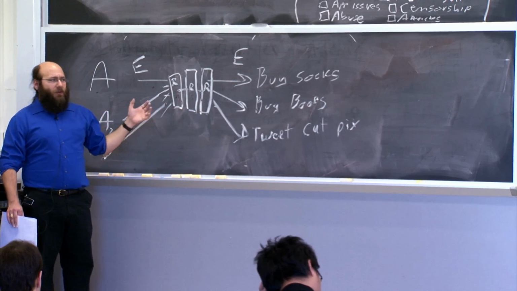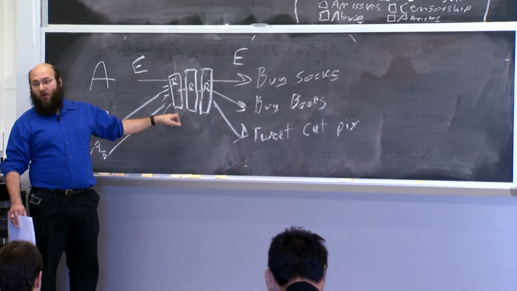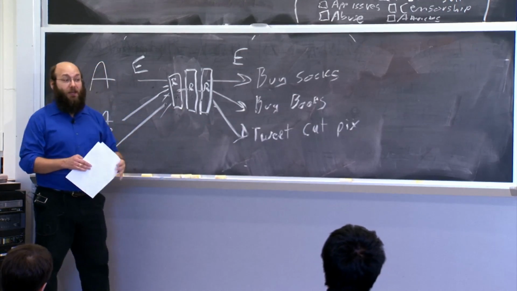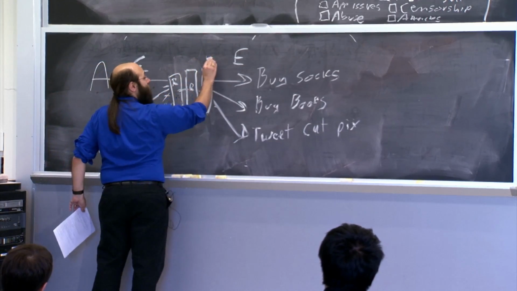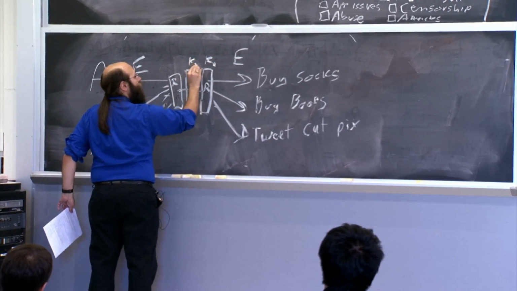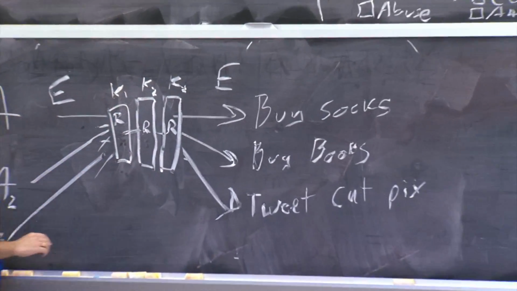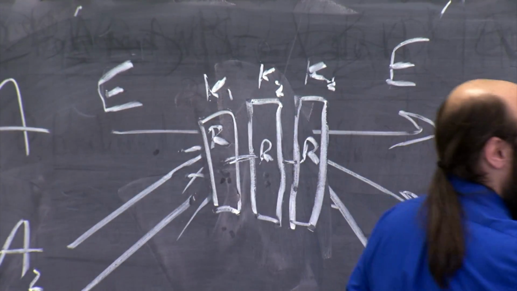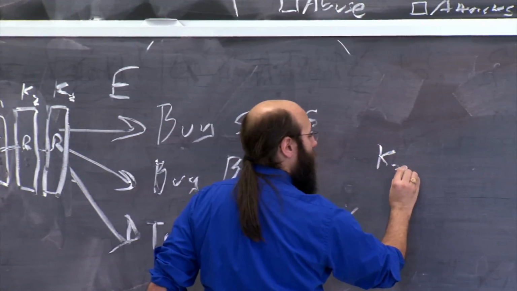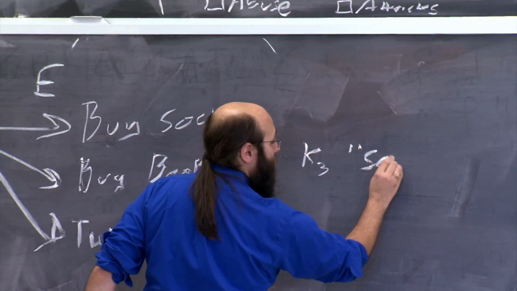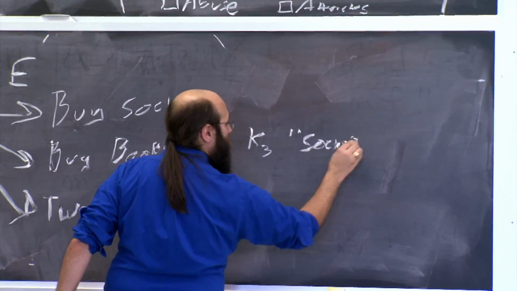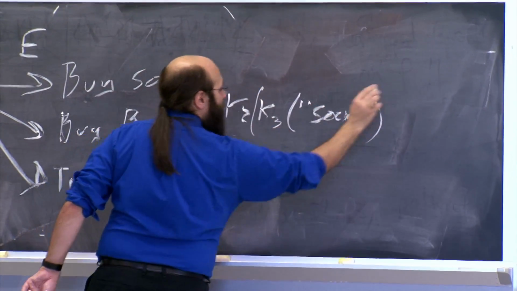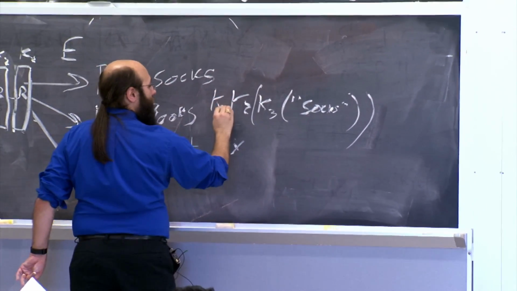The way you would build that in something like a mixnet is you give each of these relays a public key. K3, K2, K1. And when Alice wants to send something through here, she would say encrypt with K3, socks, and then encrypt that with K2. I'm leaving off routing information for now. And then encrypt with K1.